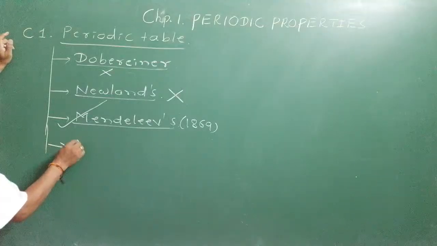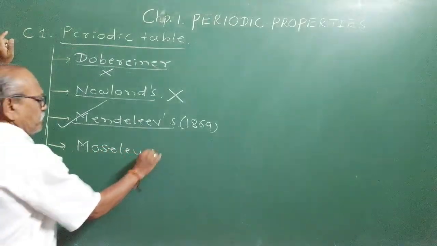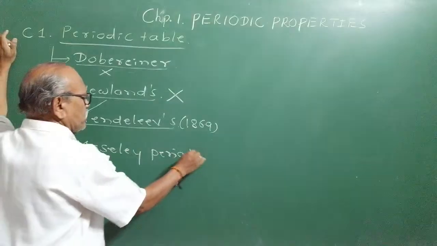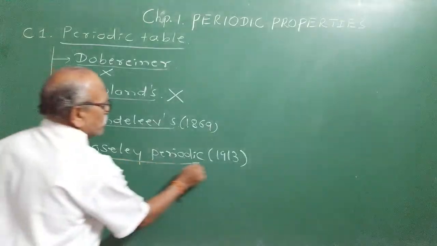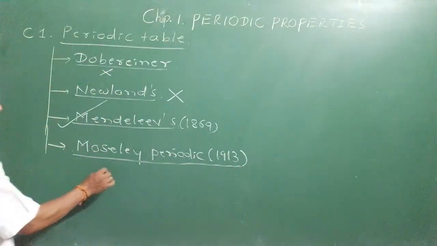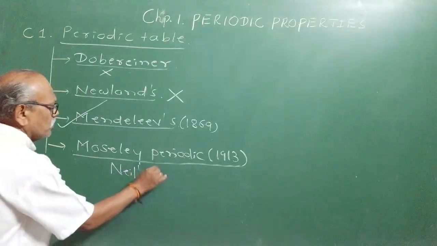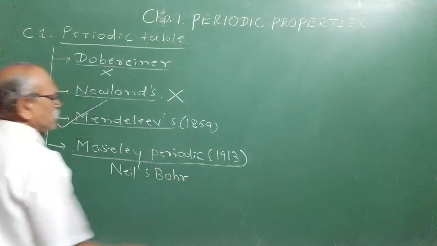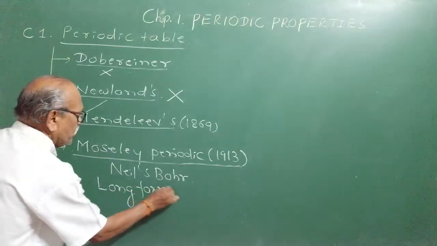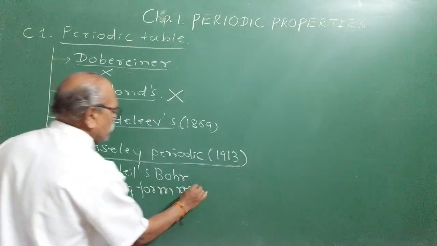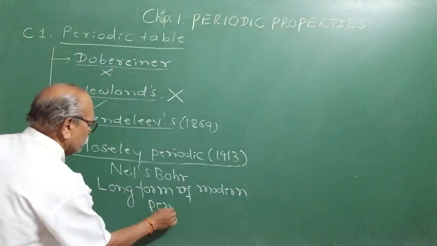Later, in 1913, came the modern periodic table. Moseley discovered the atomic number in 1913. By that time electrons and protons had been discovered, and the table was developed with the work of Niels Bohr. Therefore whatever periodic table you have now is called the long form of the modern periodic table.